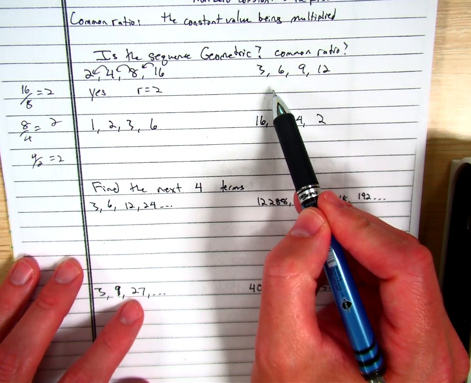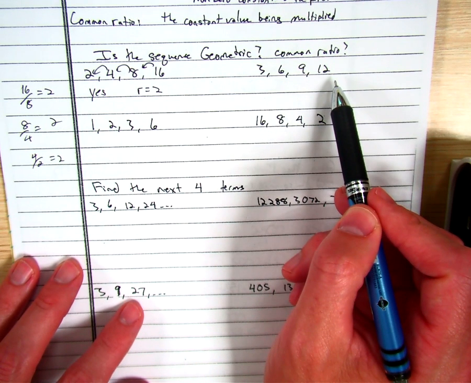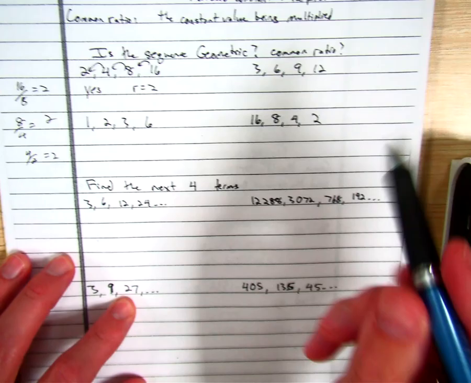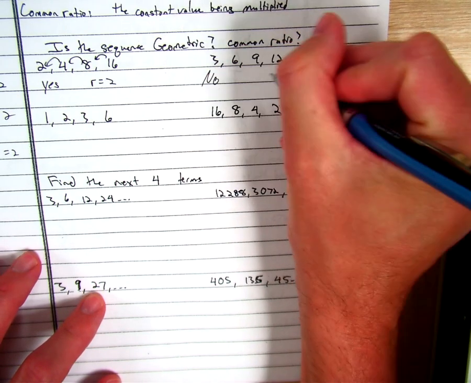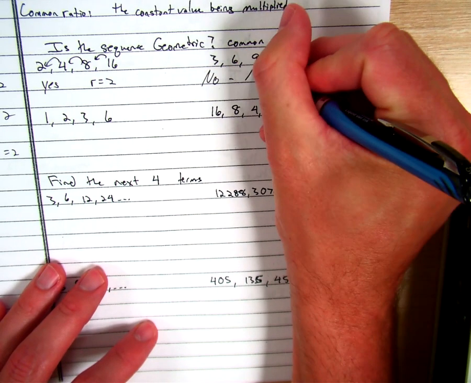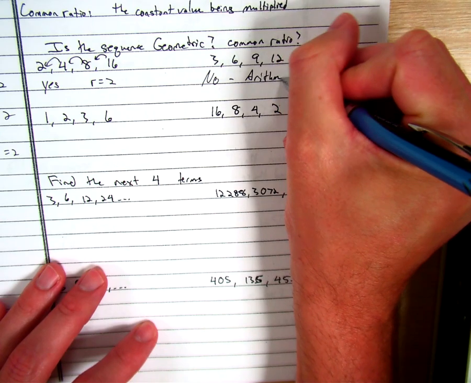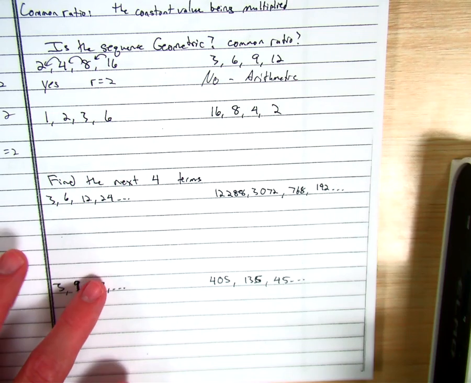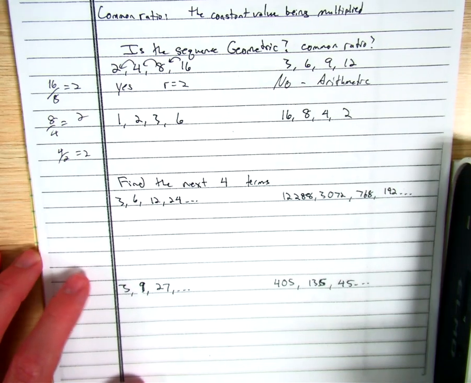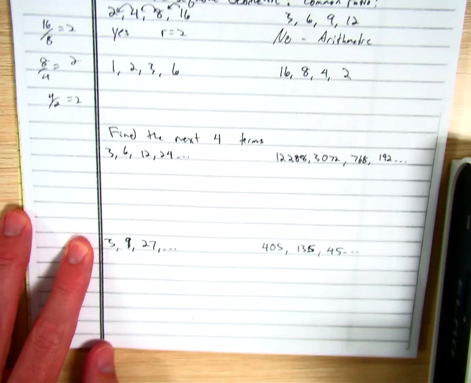What about 3, 6, 9, 12? Is that a multiplying pattern? No, that's an adding pattern. That was an arithmetic pattern from day 1. Alright, let's have you think about the next two. Ready, set, go.